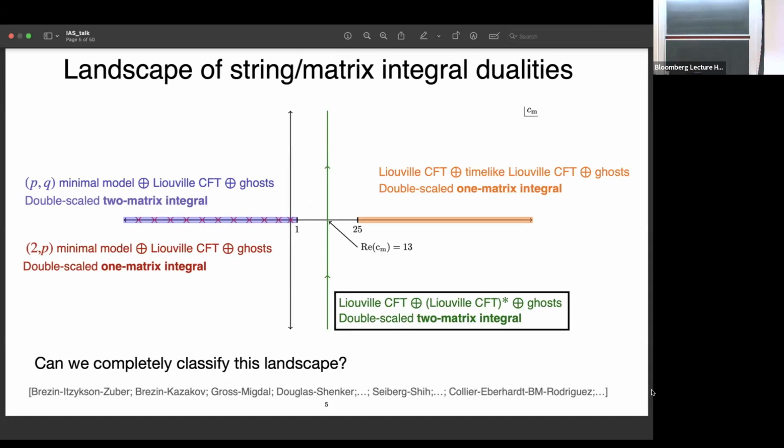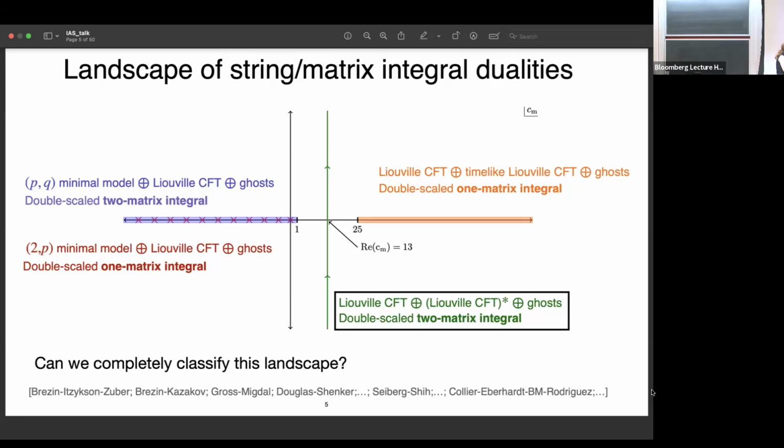The Berzor minimal string is this orange setup over here. I won't unfortunately have time to discuss this in detail, but since I'm here, if you're interested in the Berzor minimal string, just come find me in my office. But the theory that I really want to talk about today is the complex Liouville string, which in this picture is this green line over here.